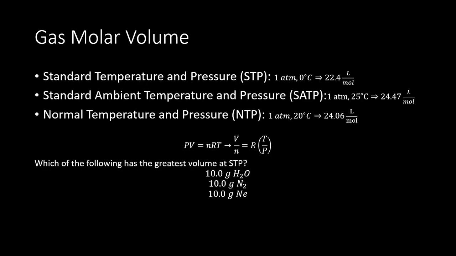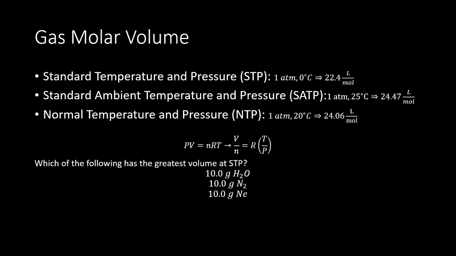Gas molar volume, or the molar volume of a gas. Essentially, this comes from the ideal gas law, or even the real gas law. Looking at the ideal gas law, PV equals nRT. If we wanted a volume per mole amount, or V over n, that's just R times temperature over pressure.